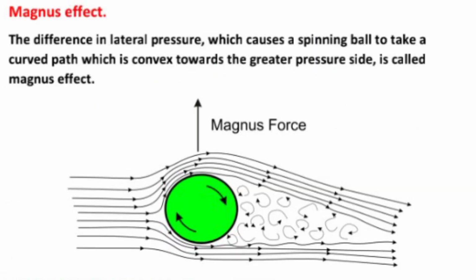Magnus effect. What is Magnus effect? The difference in the lateral pressure which causes a spinning ball to take a curved path which is convex towards the greater pressure side is called the Magnus effect.